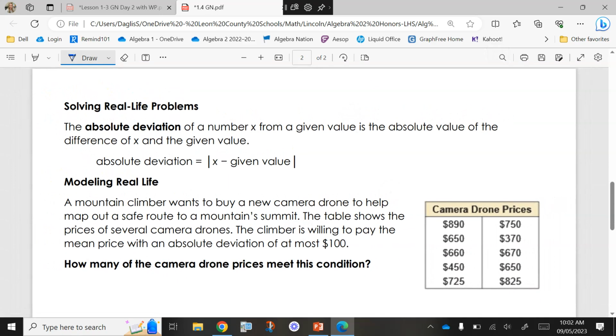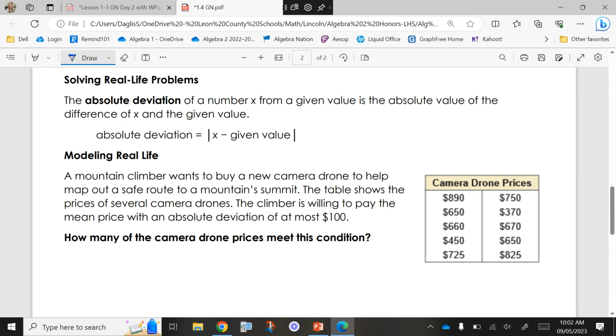All right, on the back, real life problems. The absolute deviation of a number from a given value is the absolute value of the difference of x and the given number. Okay, very wordy. Let's look at a real life problem and see what this means. A mountain climber wants to buy a new camera drone to help map out a safe route to a mountain summit. The table shows the prices of several camera drones. The climber is willing to pay the mean price with an absolute deviation of at most $100. So let's use common sense. What do you think he's willing to pay for a camera?